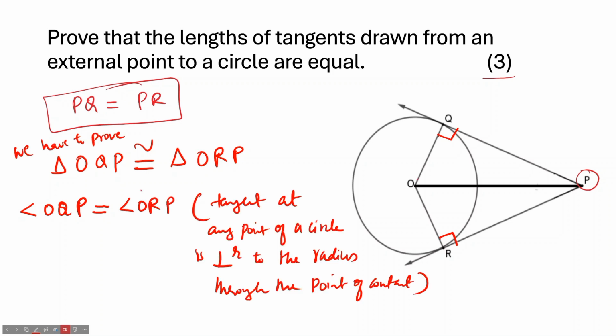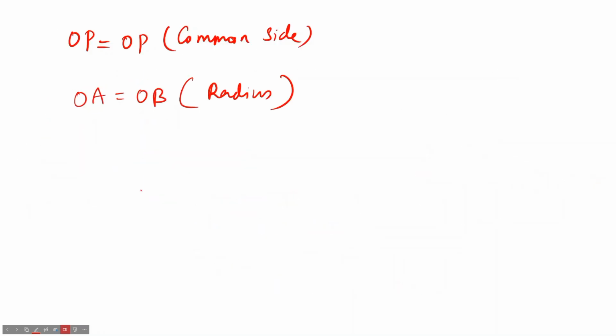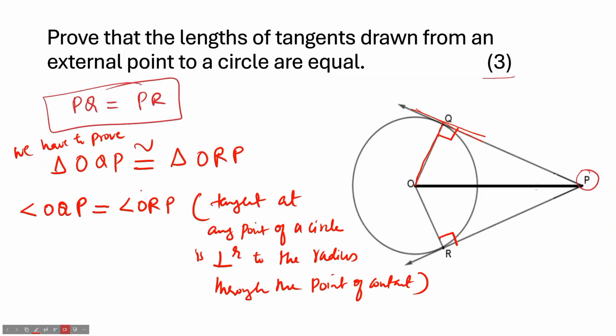This is the radius and this is a tangent. This radius and tangent are making 90 degrees. So these angles are equal. Next we can write OP is common, right? OP equals OP, that is the common side. And OQ equals OR, that is the radius of the circle.